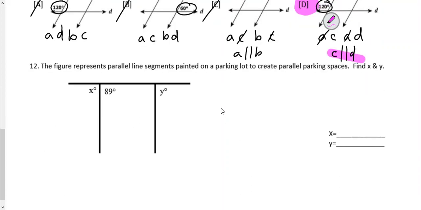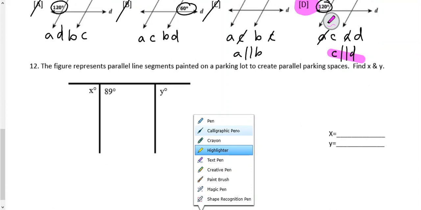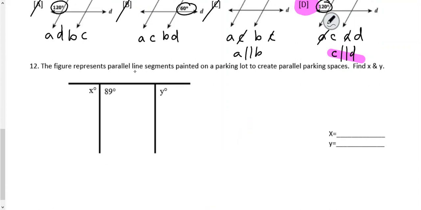Okay, and number 12. So the figure represents parallel line segments. Okay, parallel lines, I'm just going to label my A's and B's. So here's A and B and A and B. And I don't have to label the other side. I'm going to write those A's and B's better so they're easier to see. So A, B, A, B.